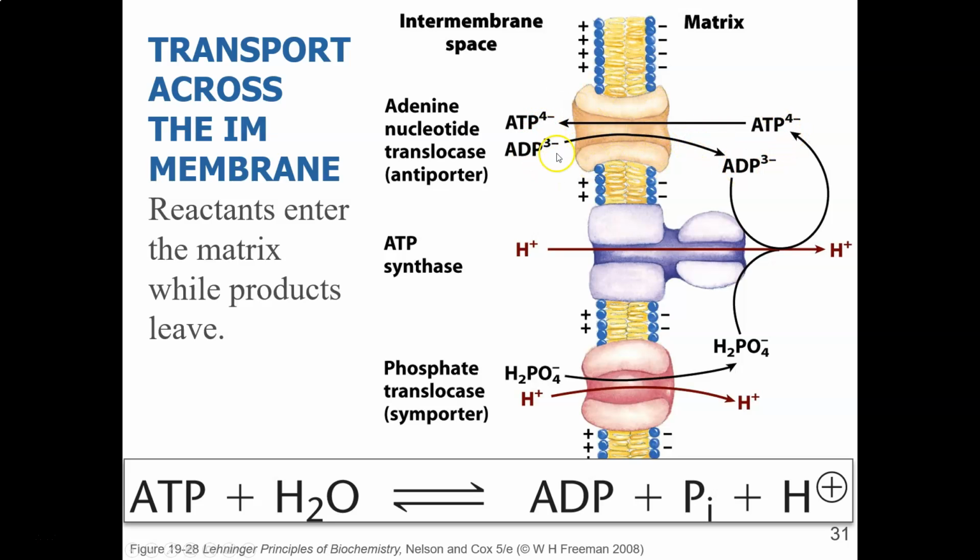So this occurs via this adenine nucleotide translocase. It's an antiporter because we have ADP coming in and ATP coming out. We also have a phosphate translocase. This is a symporter because it brings a proton and a phosphate across in the same direction. So using the combination of all of these strategies, reactants are able to enter the matrix and the products are able to leave.